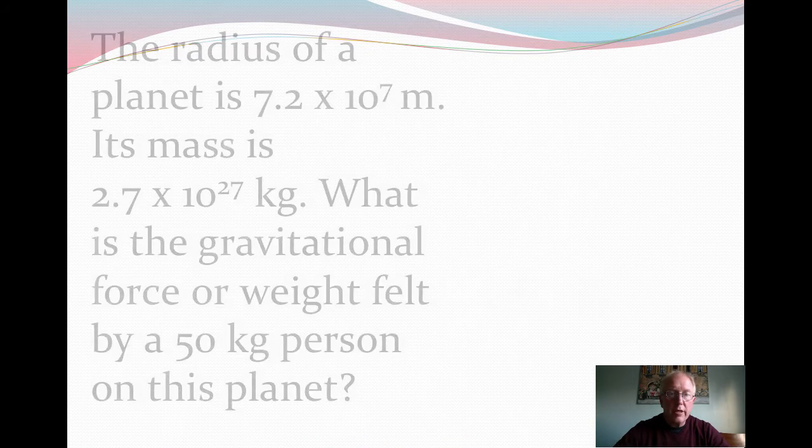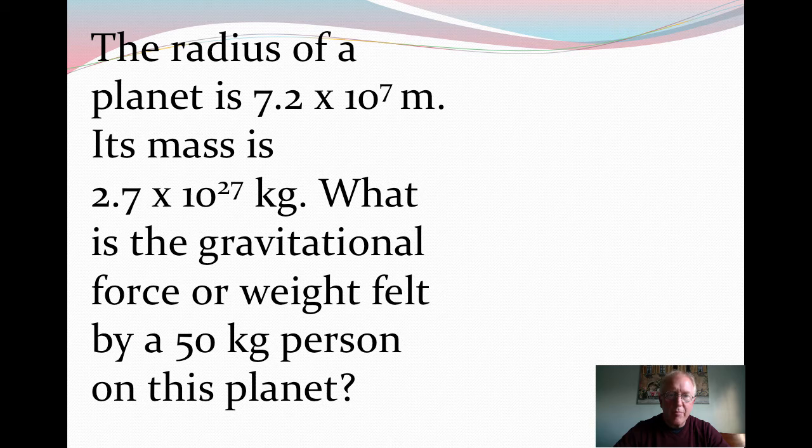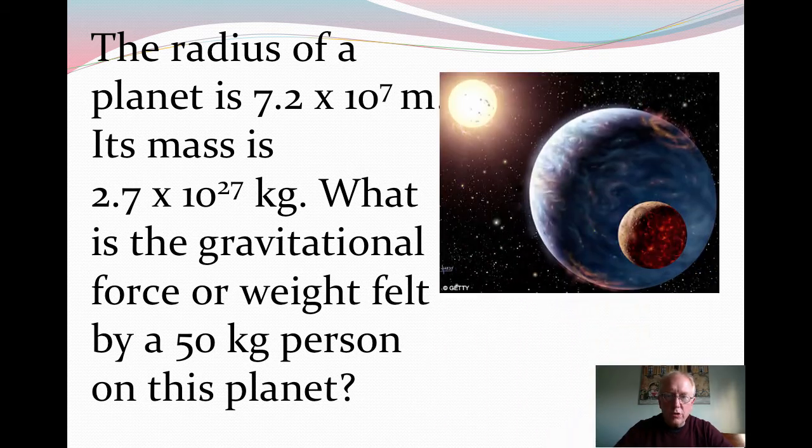So let's try this one. Let's come up with a hypothetical planet with some hypothetical masses and figure out the weight that a 50 kilogram person would feel. Now if it was on Earth, you could just use W = mg, but we don't know g on this planet, at least not yet. But we can figure that out. So here's a look at the hypothetical planet. And why don't you pause and see what you come up with as that force of attraction.